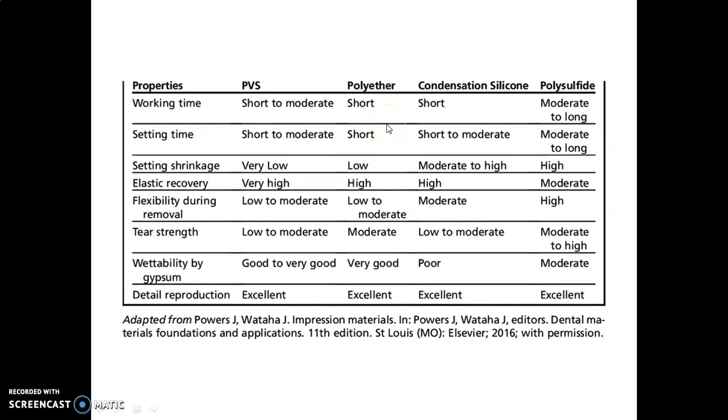They have less working time, less setting time, low shrinkage, and very good elastic recovery. That's the one thing high in them. Flexibility during removal is also low to moderate. Tear strength is moderate. Wettability by gypsum is also good and detail reproduction is excellent in all four elastomeric impression materials. So please aspirants, remember this chart in a very simple manner: they have everything very high or everything very low except the elastic recovery. And this applies to polyvinyl siloxane and condensation silicone.